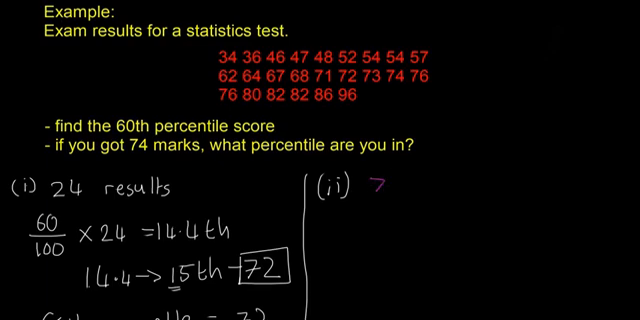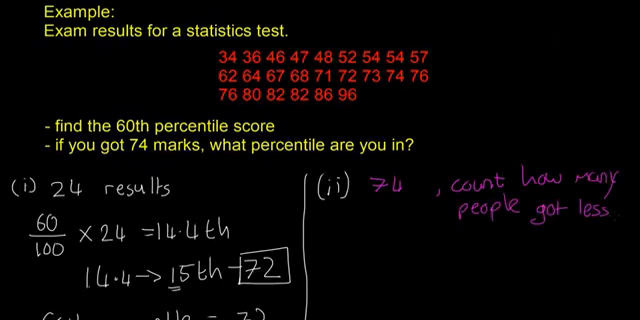So what you do is you write 74 down and then count how many people got less. Okay, so you have to count how many people got less than 74. So that's going to be 1, 2, 3, count all the way up, and you'll find that 16 people got less than 74. So I'm going to write that. That's 16 people got less.